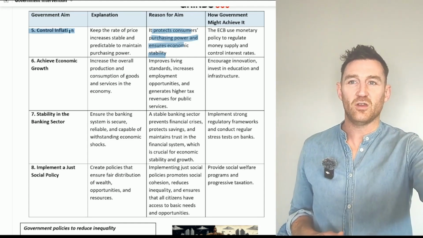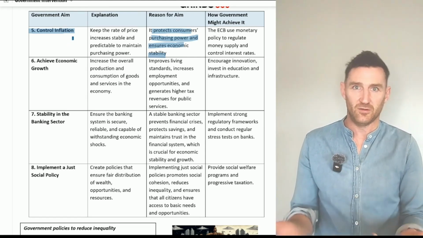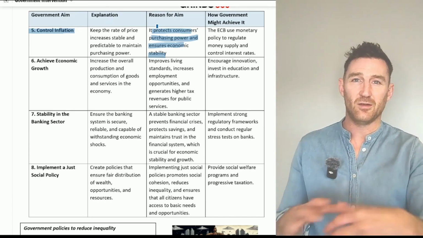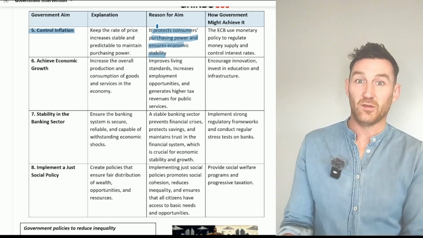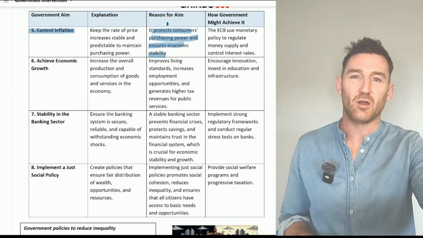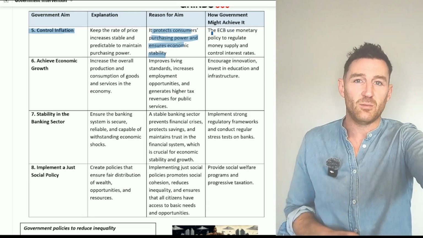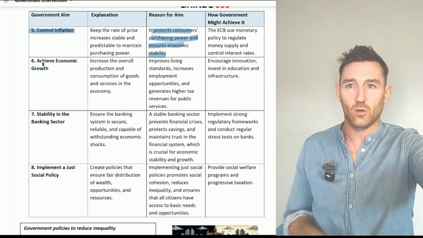So how can the government achieve this aim of controlling inflation? It's difficult for the Irish government because the main tool you'd use there is monetary policy, and we only have control over fiscal policy. So the government will have to step in and maybe reduce indirect taxes, and that should bring prices down, but there's very little the Irish government can actually do. So you'll see there it says the ECB use monetary policy. It's really up to them. But look, we'll go into that in more detail in strand 4.